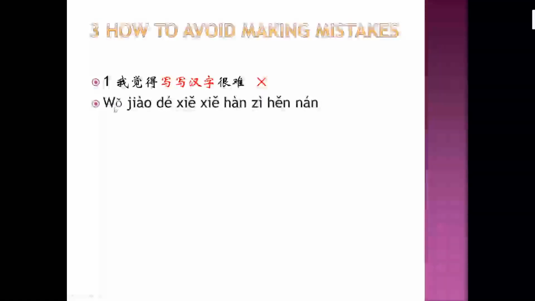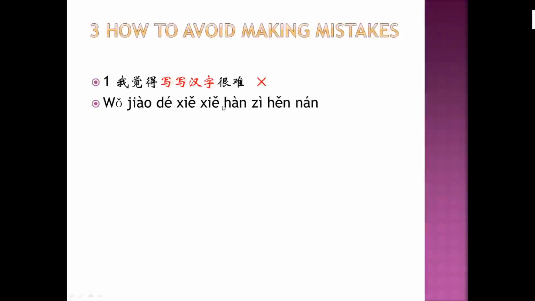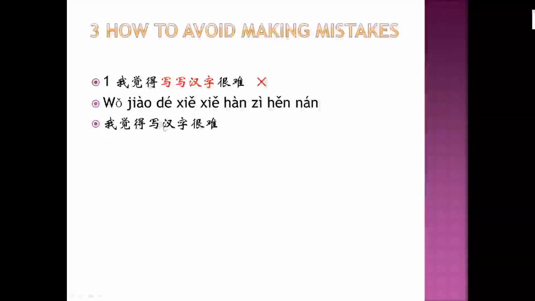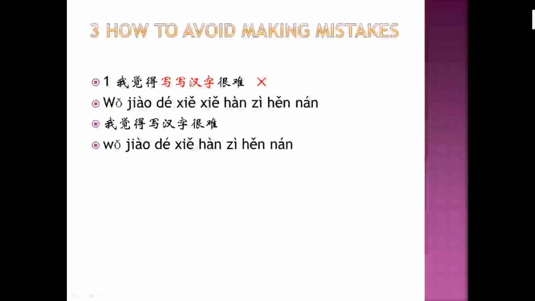Number 3, how to avoid making mistakes. So the first one, 我觉得写写汉字很难. So I feel that writing Chinese characters is very hard for me. So here 写写汉字 is not correct. The correct one is 我觉得写汉字很难. And here you cannot use the verb reduplication because it's literally.